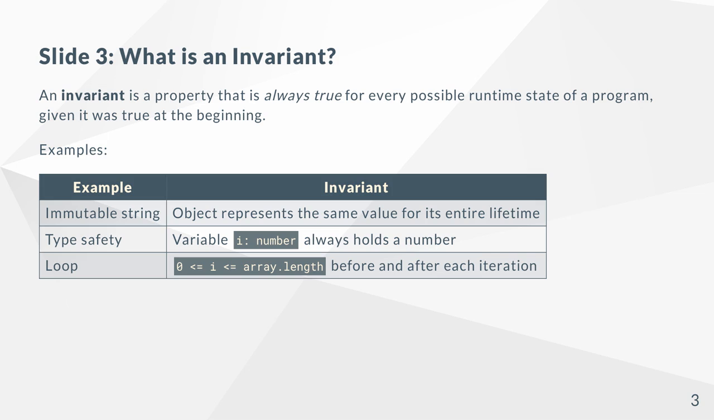An invariant is a property that is always true for every possible runtime state of a program, given it was true at the start. Consider an immutable string. It represents the same value for its entire lifetime. That is an invariant. Or type safety, a variable declared as number always holds a number. Or a loop, where the index stays within bounds on every iteration. Invariants are everywhere. The question is, who is responsible for maintaining them?